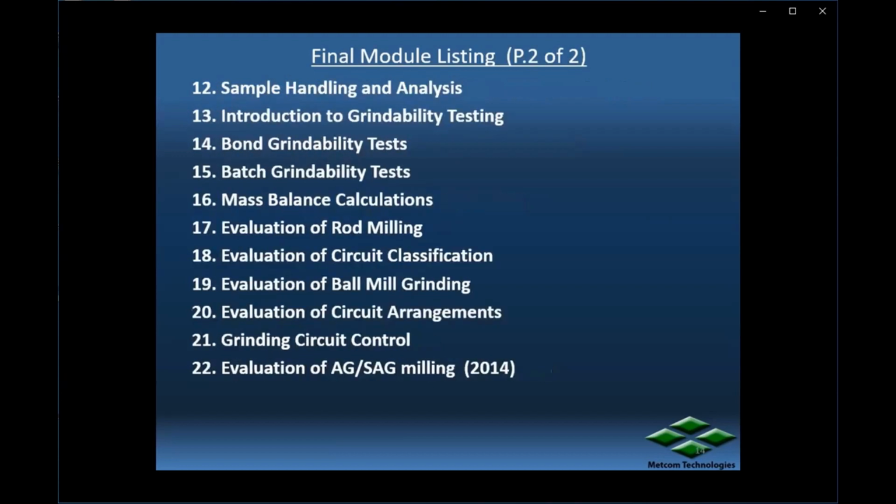The training also includes how to properly analyze samples, conducting grindability testing, carrying out mass balance calculations on the circuit, and how to evaluate the classification system efficiency, or CSE. Both the plants that participated in the initial program development and the first few new subscribers to the program used rod milling ahead of their ball milling circuits. The Ag-Sag milling module was subsequently added due to its popularity.